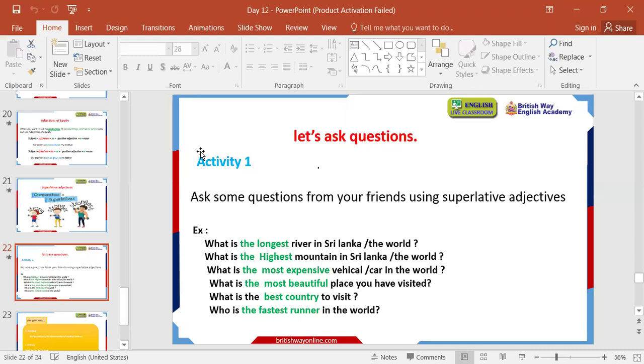Mahaweli is the longest river in Sri Lanka. Lamborghini is the most expensive car in the world. Korea is the best country to visit. Colombo is the most important city in Sri Lanka. Jesko is the fastest car in the world. Hakgala is the most beautiful flower garden in Sri Lanka.